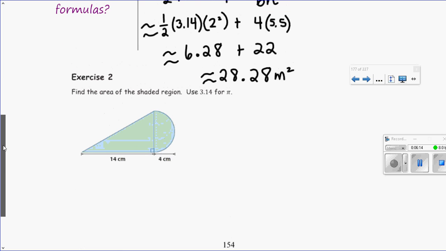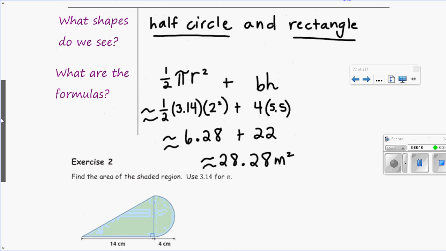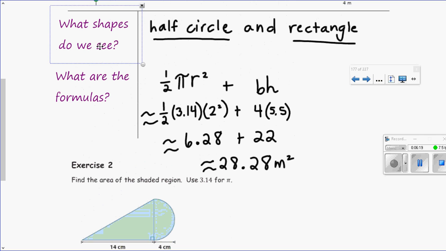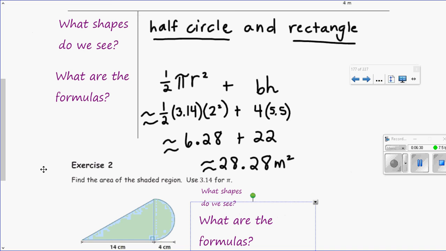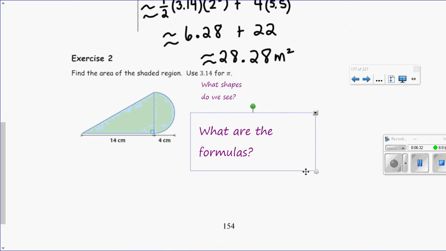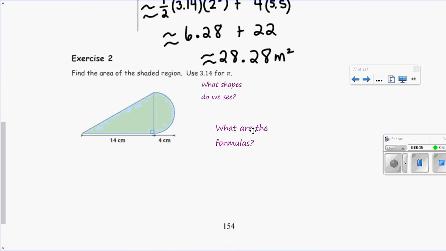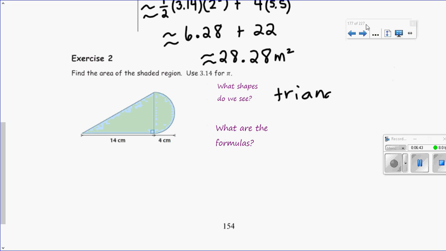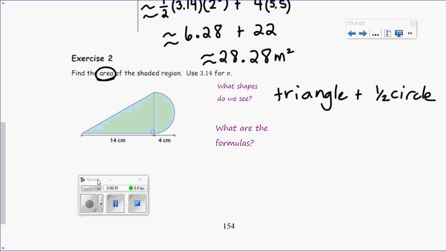Okay, for exercise 2, go ahead and pause it and answer the two questions that we just talked about. So what shapes do we see? And then what formulas are we going to use? Go ahead, pause it, and write those two things down, and then see how you did. Okay, what shapes do you see here? Did you write triangle plus half a circle? Again, this is area because it says find the area of the shaded region.